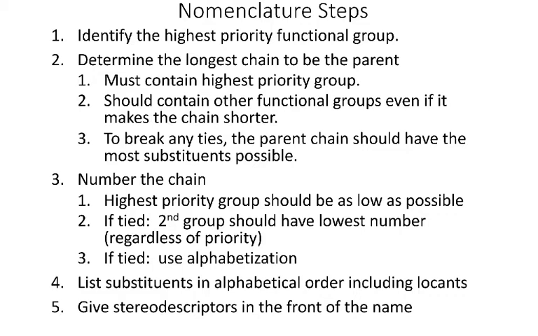All right, and then the last two are no different than anything we've done, right? Once we've numbered the chain, we'll put the substituents in alphabetical order. We'll give the locants of each of the substituents. And then, if necessary, we'll also put the stereo descriptors. So this would be R or S or E or Z or cis or trans in the very front of the name.